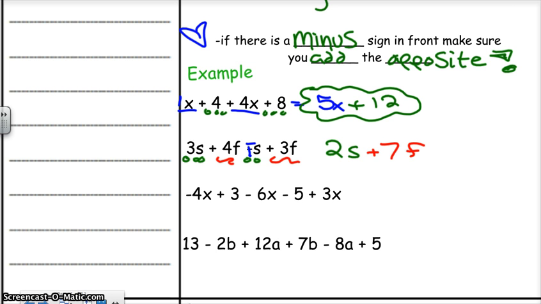Can I combine them? No. No, I have an s and an f. They don't even like each other. They're not alike. Okay, so I leave it as is.